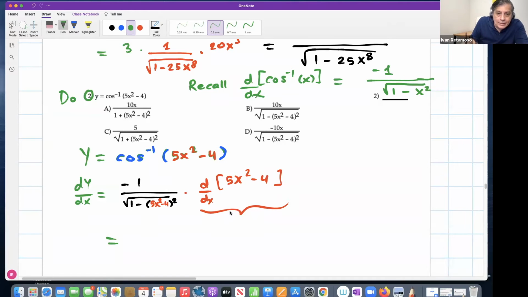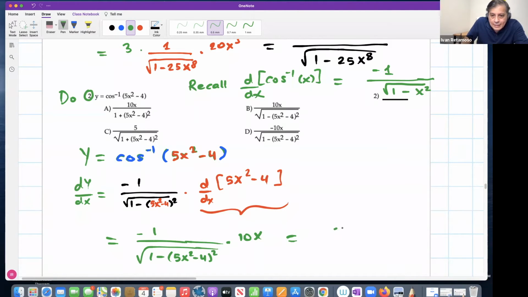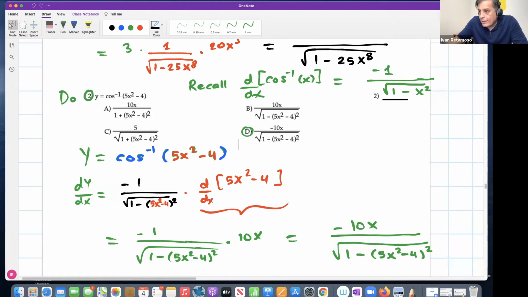Very good. Excellent, right? So now this is going to be negative 1 over a square root of 1 minus. Remember the hint, do not expand this, leave this alone. Times 10x, right? 10x is the derivative. Then just put things together. 10x times negative 1, negative 10x, all over 1 minus 5x squared minus 4 squared. And that should be it, right? When you look through the choices, this is it. Very good, guys.